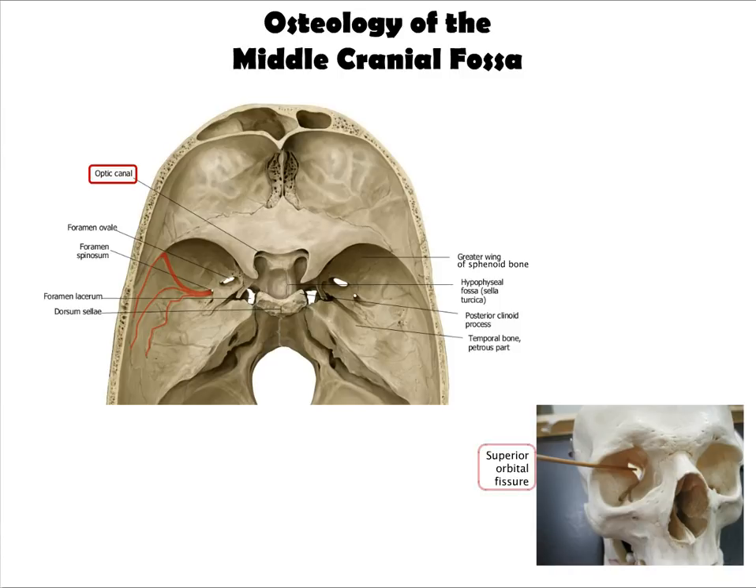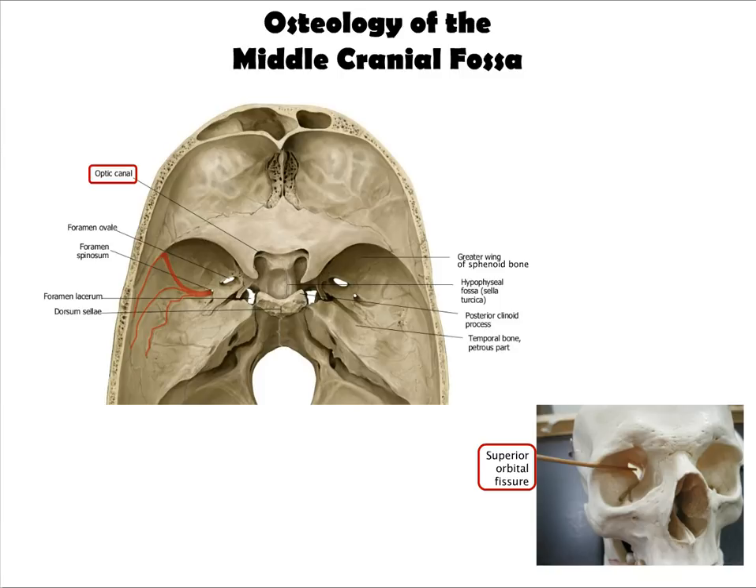A much larger opening, called the superior orbital fissure, transmits 4 cranial nerves and ophthalmic veins to the orbit. 3 of these 4 cranial nerves, including the oculomotor nerve, the trochlear nerve, and the abducens nerve, provide motor innervation to the 6 extraocular eye muscles. The ophthalmic nerve, however, conveys sensory information from the orbit and face. All of these nerves are transmitted through the superior orbital fissure.